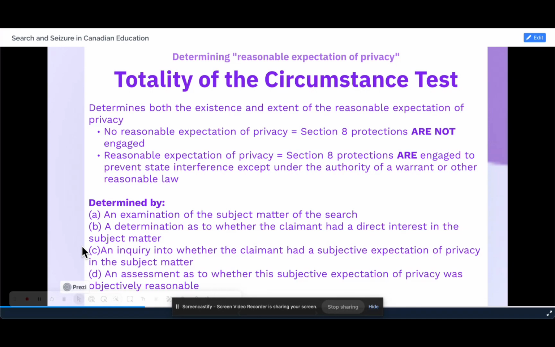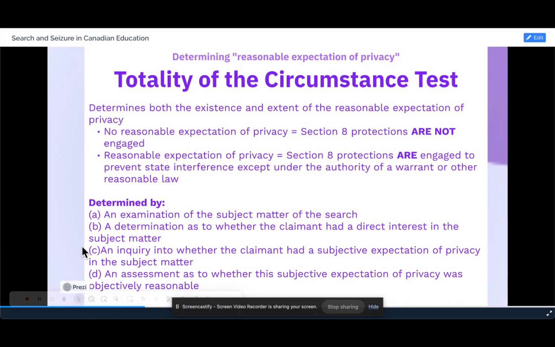The totality of circumstances test is used to determine the existence and extent of an individual's reasonable expectation of privacy. If there is not a reasonable expectation, then the protections offered by Section 8 of the Charter are not engaged. If a reasonable expectation is determined, then Section 8 of the Charter is engaged. And this is determined by the following. An examination of the subject matter of the search.